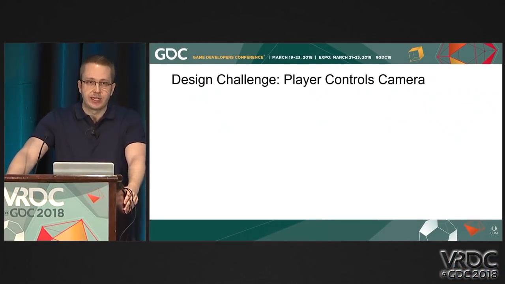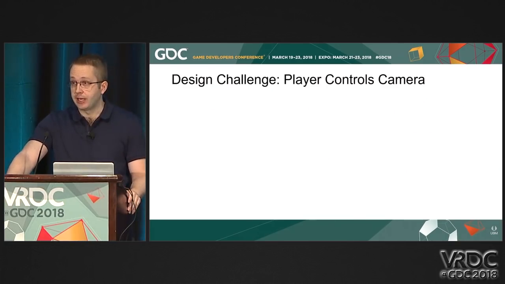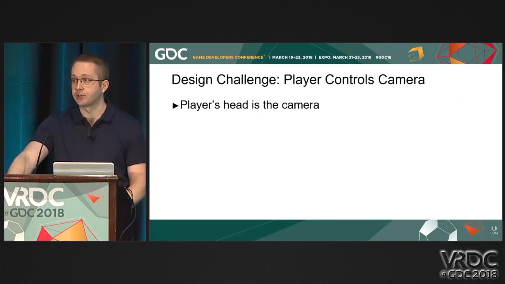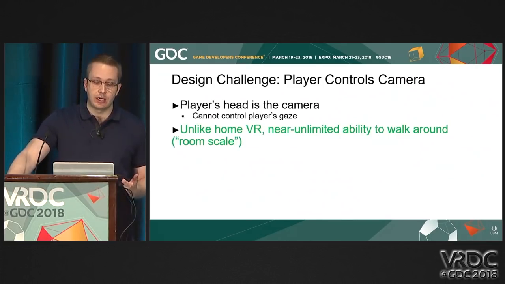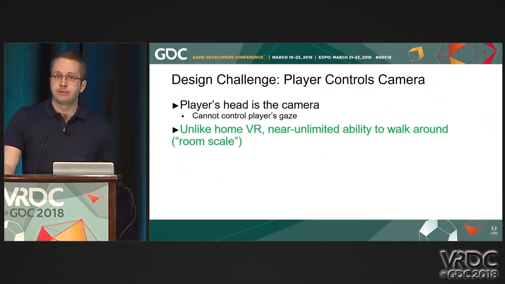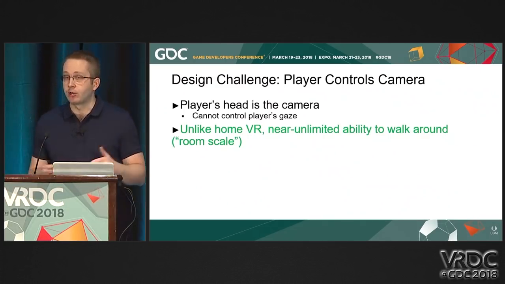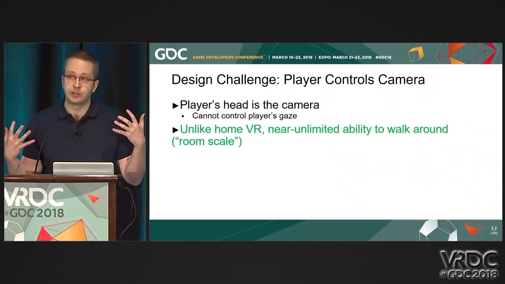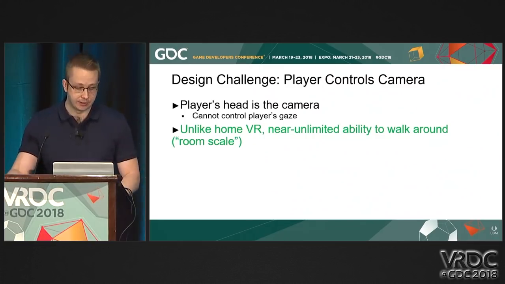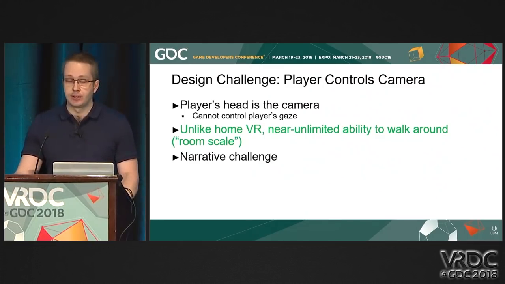Another big design challenge is the fact that the player controls the camera. The player's head is the camera, much like VR. You can't really force a player to gaze in a particular location. Unlike VR, however, at least home VR, you have near unlimited ability to walk around. You can walk around the room without fear of tripping over things because you are still in your real space. And that should be leveraged, I think.